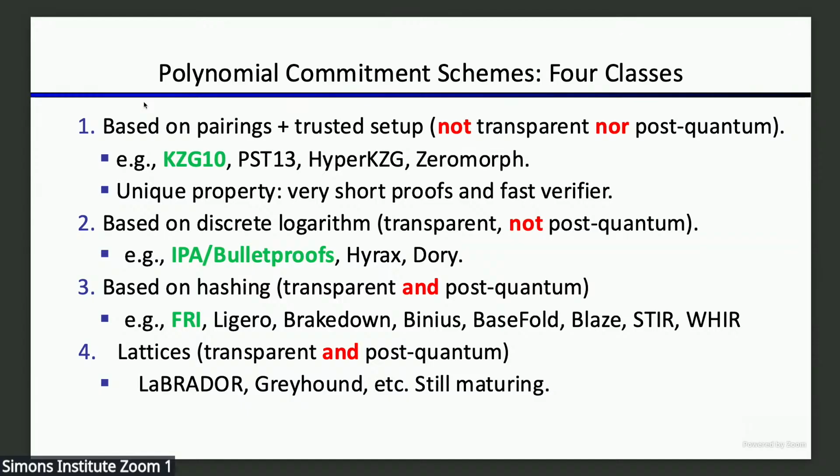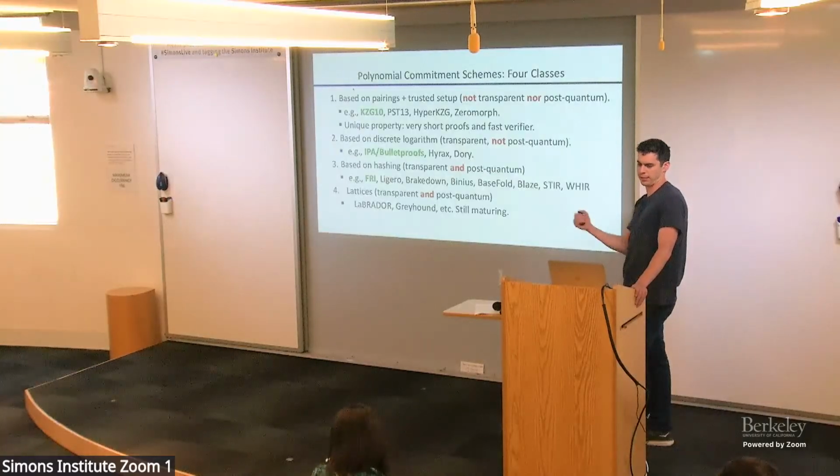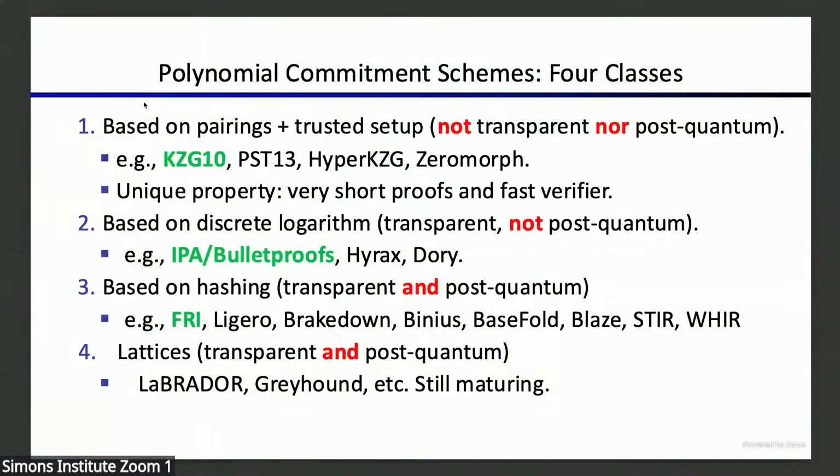All right, next category, you don't necessarily need pairings. You're still using elliptic curve groups. And no longer is there a trusted setup. The most popular in this category is called bulletproofs, also called IPA for inner product argument. So this still has very short proofs. Unlike KZG, it's not constant size, it's logarithmic in size, a couple kilobytes.